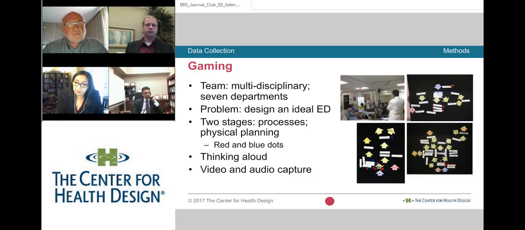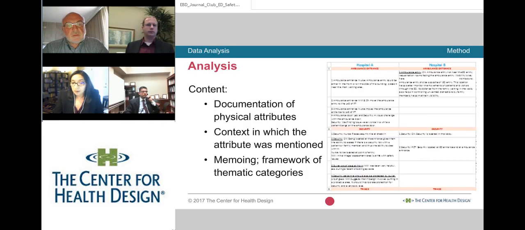This process, the process of placing the gaming pieces on the board and the speaking aloud of the thoughts, of the reasoning behind this, was captured by both video and audio means. The semi-structured interviews were also audio recorded. Both of these sets of data were professionally transcribed, and we began the analysis by reading these transcripts.